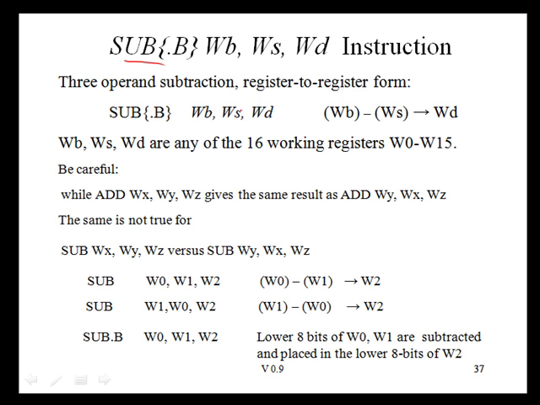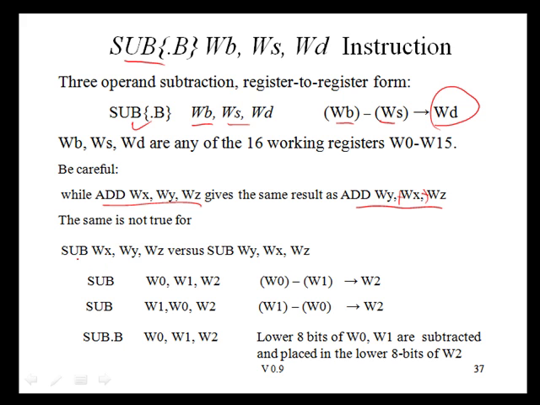So this shows the register-register form for the subtraction operation. Here we're going to say WB minus WS, stick the result in the destination register WD. We need to be careful about this. The add operation is commutative, which means that this add instruction right here, WX plus WY into WZ, is going to give the same result as this add instruction right here, WY plus WX into WZ.